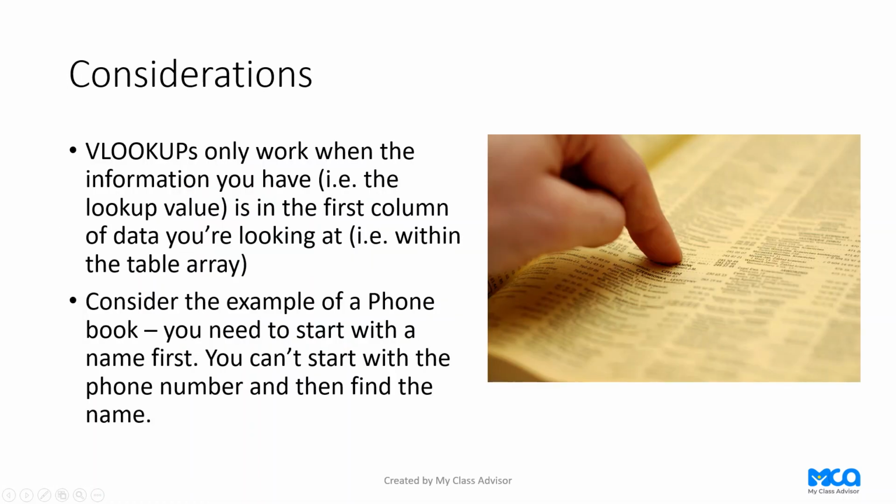Now that you have a fair bit of understanding of how Vlookup function works in Excel, here are a few considerations that you need to bear in mind when using Vlookup. Vlookups only work when the information that you have, that is the lookup value, is in the first column of the data that you are looking at within the table array. Consider the example of a phone book. You need to start with the name first. You cannot start with the phone number and then find the name.